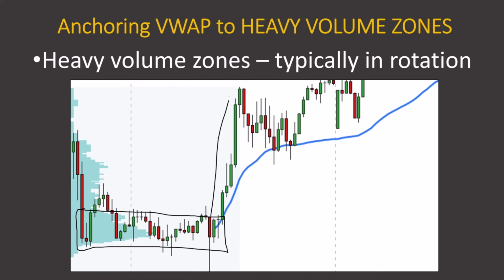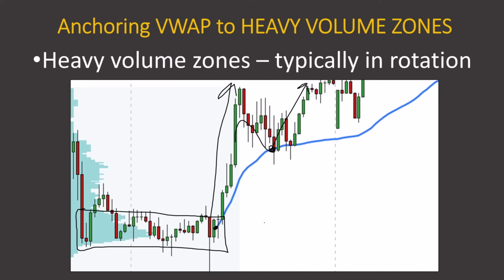From there, you want to see a trend activity, like here. When you see this, what you do is you anchor VWAP to that candle which is at the end of the heavy volume rotation and at the start of that trend. And then as usual, you trade pullbacks, like long from here.